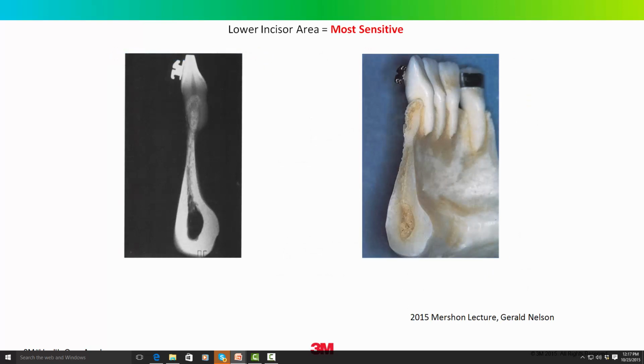This is a slide I got from Gerald Nelson. This was a 19-year-old female patient that was tragically killed. These are autopsy results. You can see here they were trying to close a space from a missing lower left second bicuspid. You can see that they pulled the incisors through the limit of the bony housing and created dehiscence.